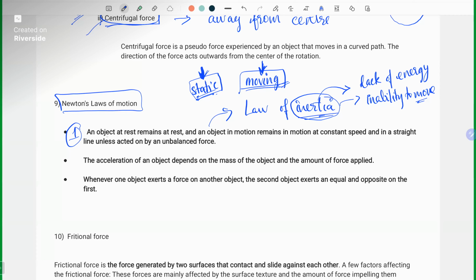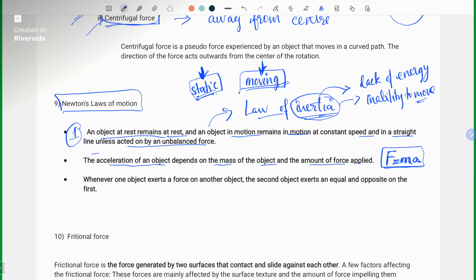An object at rest remains at rest. An object in motion remains in motion at constant speed and in a straight line unless acted by an unbalanced force. So basically, first law is law of inertia. Second law is nothing but force is equal to mass into acceleration. The acceleration of an object depends on mass of an object and amount of force applied on it. Just remember the formula. F is equal to ma for Newton's second law of motion.